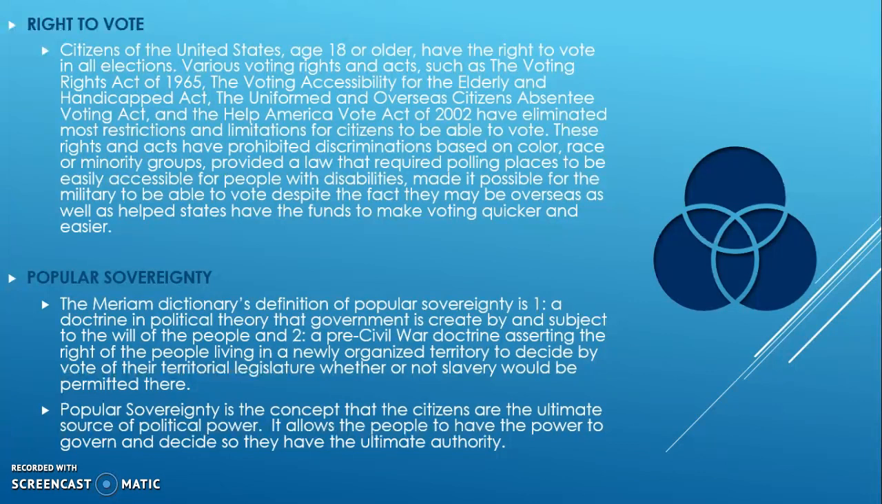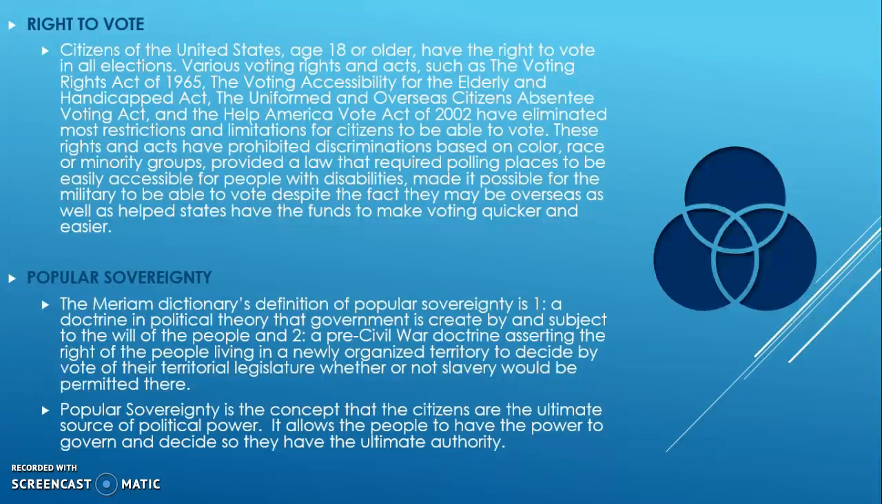These rights and acts have prohibited discrimination based on color, race, or minority groups, provided a law that required polling places to be easily accessible for people with disabilities, made it possible for the military to be able to vote despite the fact that they may be overseas, as well as help states have the funds to make voting quicker and easier.